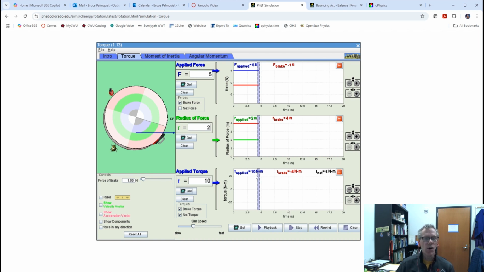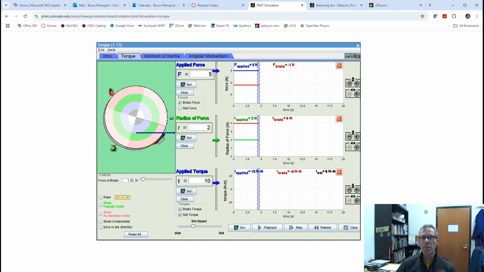You can see here the net torque is equal to 6 Newton meters. The blue force, 5 newtons applied 2 meters out, is a torque of 10 Newton meters. The 1 Newton brake applied 4 meters out is a torque of negative 4 Newton meters, because this force, if it acted by itself, would cause a clockwise rotation. 10 plus negative 4 is 6 Newton meters.